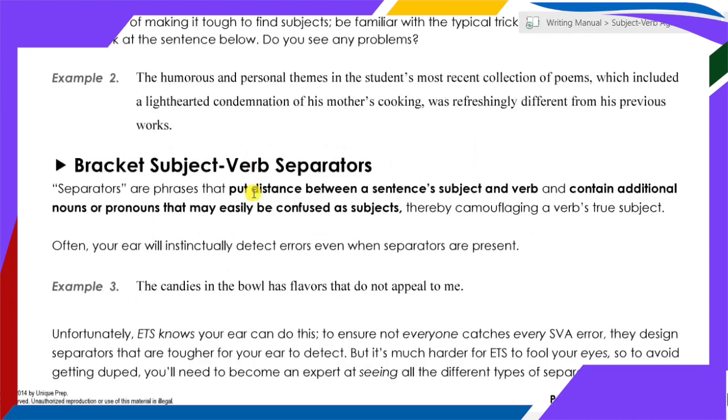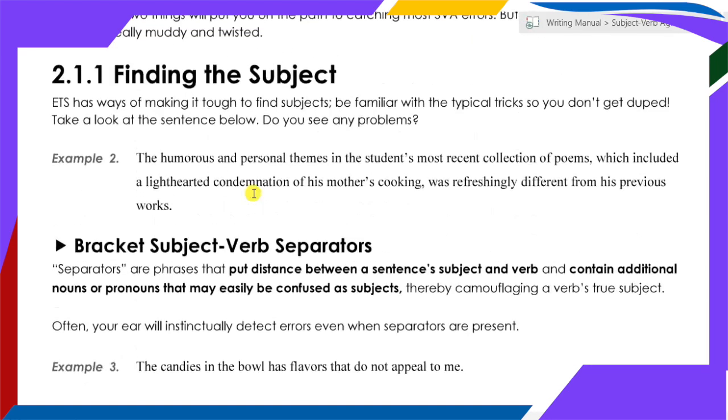Take a look at example 2 again. If you want to pause and read example 2 and see if you can spot any issues, go ahead. In example 2, we've got this really long, convoluted sentence. The humorous and personal themes in the student's most recent collection of poems, which included a lighthearted condemnation of his mother, blah, blah, blah.